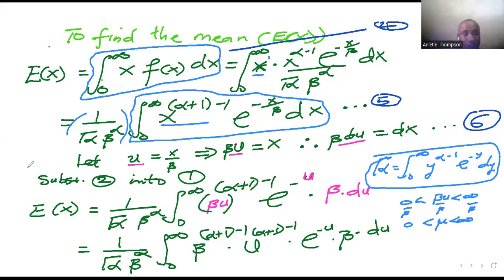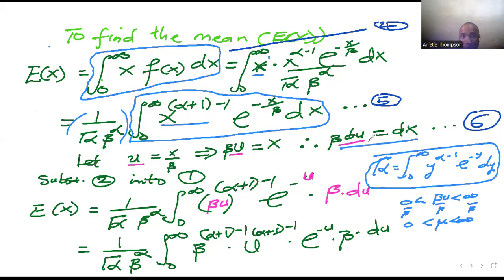Nothing has really changed, so I'm still writing 0 to infinity. I let u be equal to x upon beta. That is what is on the exponent of the exponential function. Then I make x subject of the formula, so that I can do a substitution in equation 5. Then I'll take the derivative of u and x, and this is what we have.